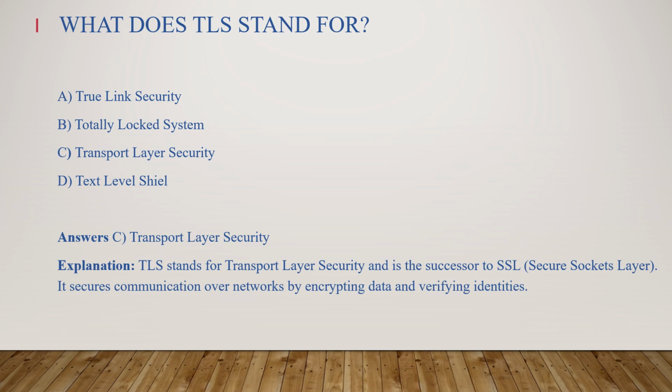True Link Security, A. This is not a recognized term in the context of network security. Totally Locked System, B. While TLS improves security, it doesn't completely lock a system. Text Level Shield, D. TLS operates at the transport layer, not the text layer. Therefore, Transport Layer Security, C.